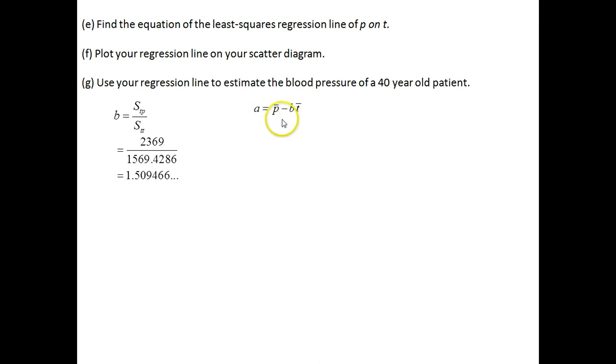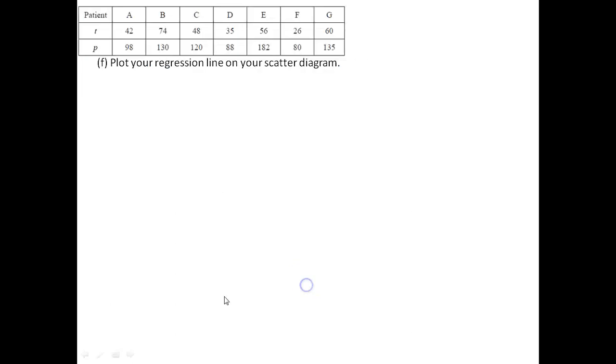And A needs to go through the mean, therefore we get the mean of P, which is the sum of the P's over 7, minus B times the mean of T, which is the sum of T over 7, giving us an estimate for alpha as 45.467. So there's our equation of the regression line, our estimate for the true relationship.